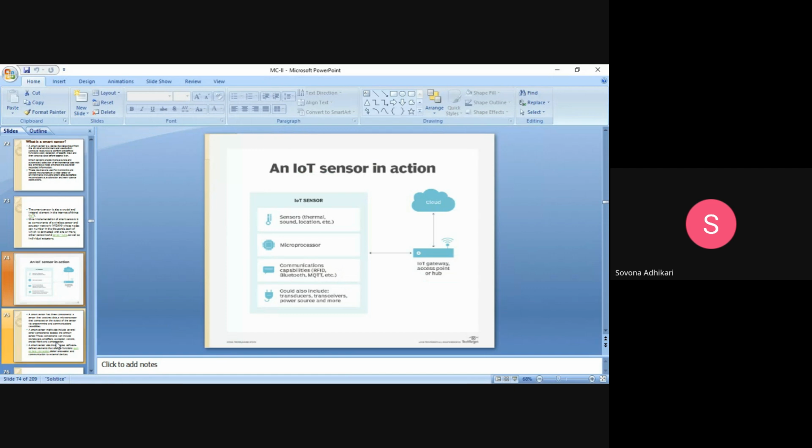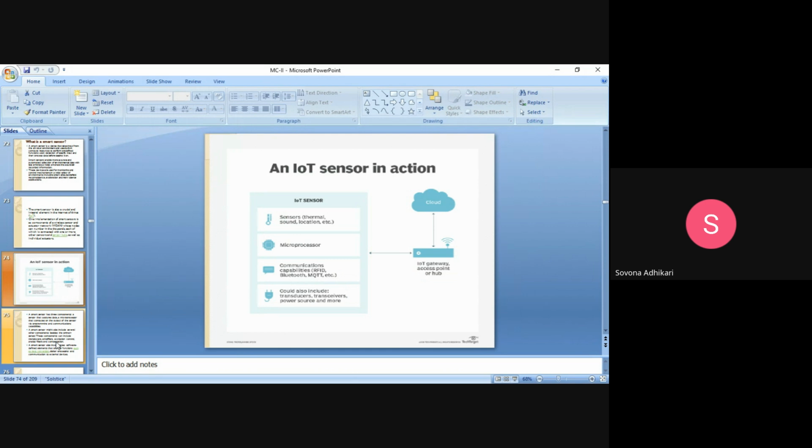You see, IoT sensor which senses thermal, sound, location, which takes input from the outside environment. Suppose there is a sound, it senses that.